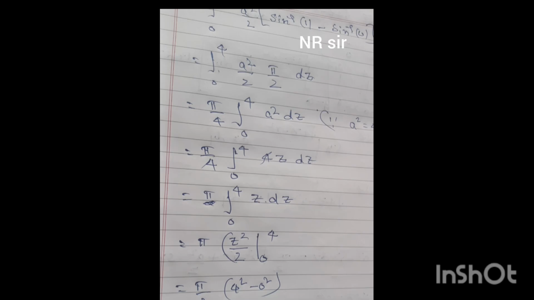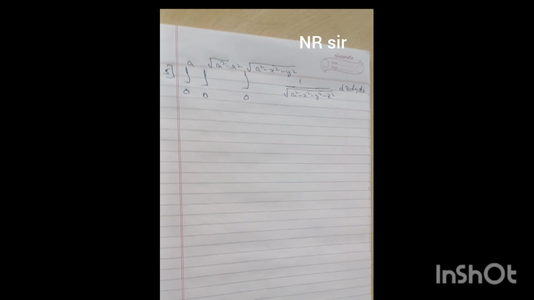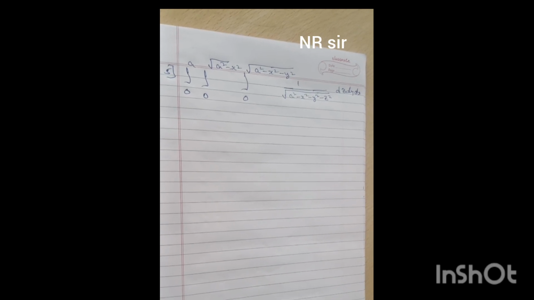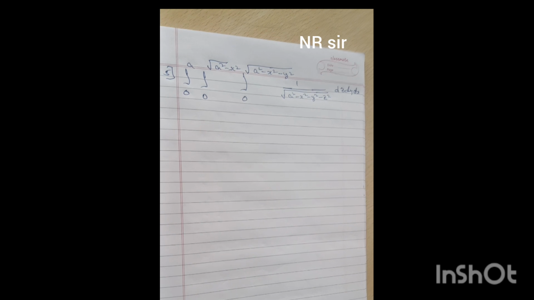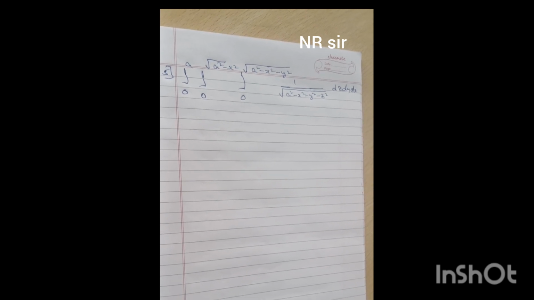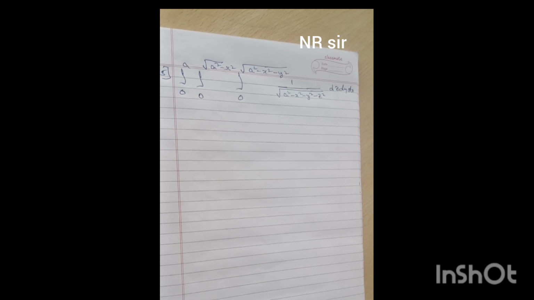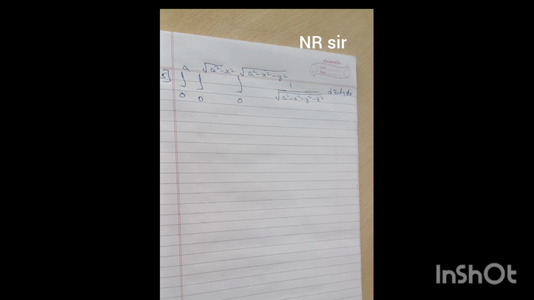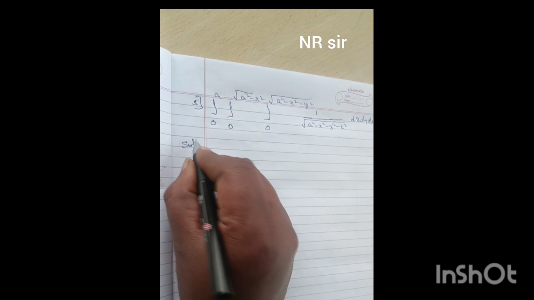Next, one more problem, let us see the triple integration. You can observe the first integral limit is 0 to a, the second integral is 0 to square root of a square minus x square, the third integral is 0 to square root of a square minus x square minus y square, and the function is 1 divided by square root of a square minus x square minus y square minus z square, dz dy dx. Let us see how to solve this problem.